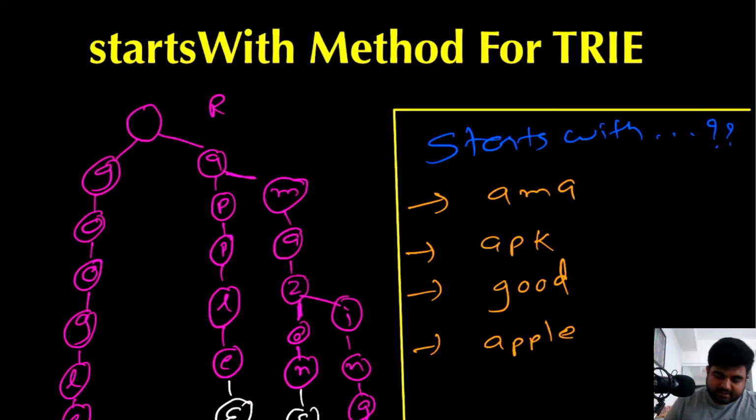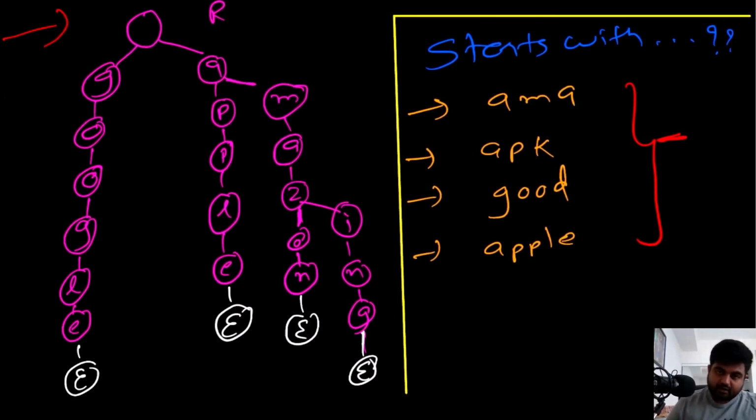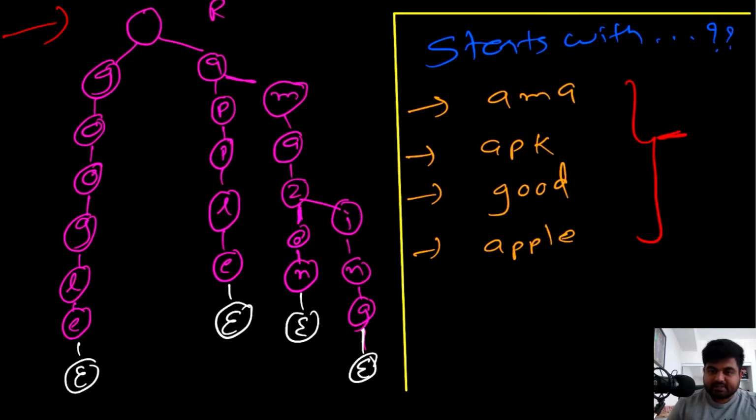So now let's understand our starts with method, and we are also going to use the same trie that we have created before. We are going to see whether the words that start with these characters are present inside our given trie or not. This is very similar to the search method, where we iterate over word by word or character by character for any given word, and we see whether that is present inside our trie or not. If that is present, we can return true. If that is not present, we will return false. So let's see that in action.